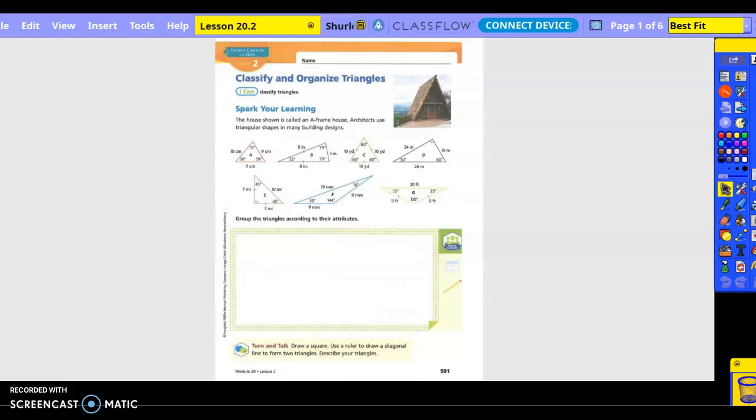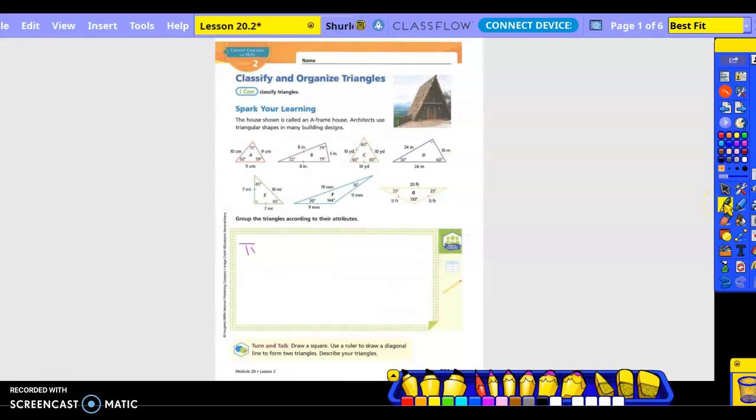Okay, so they want us to group the triangles according to their attributes. When we do that, we have three types of triangles: obtuse, acute, and right. So let's make a T-chart, okay? We're going to do types of triangles.